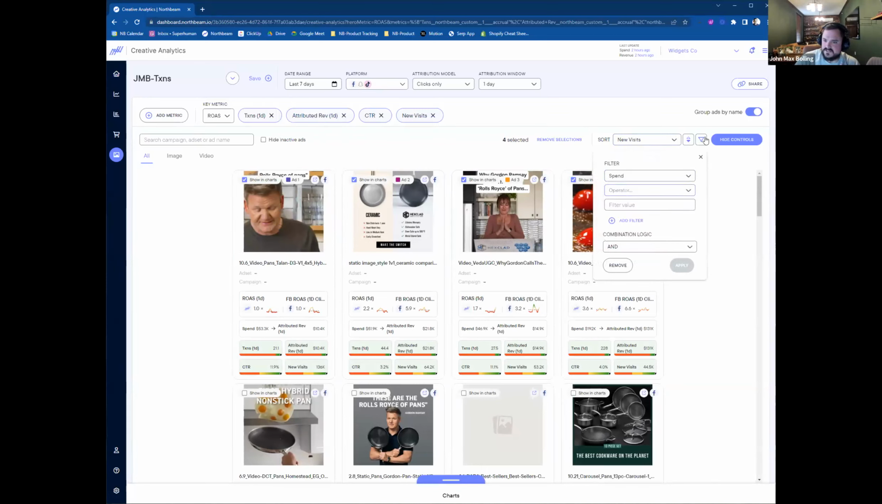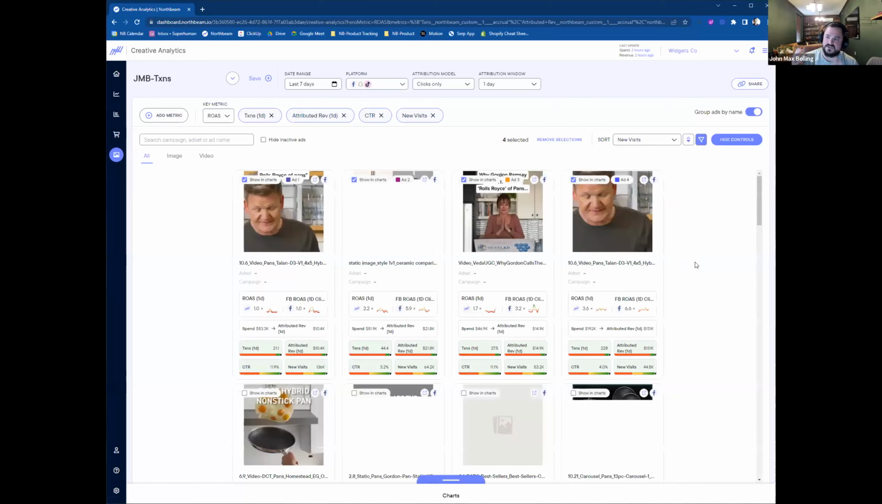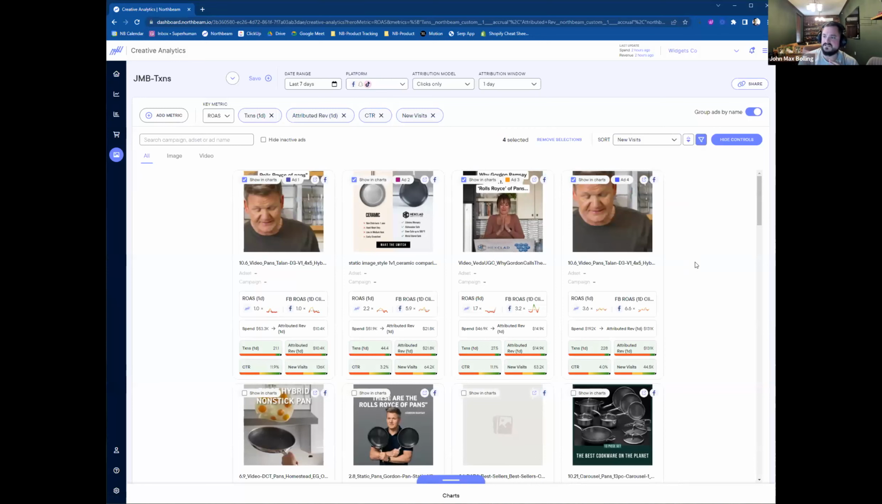You can come in here with this additional filtering and say spend is greater than, let's say, $1,000. You hit apply, and that will remove from the visual all ads that haven't spent to that threshold of $1,000. So it allows you to very quickly say, okay, I want to see my top performers, and I also want to see my top performers as long as they've hit a certain threshold of spend, or if they've hit a certain, insert metric that you want to additionally filter by here.